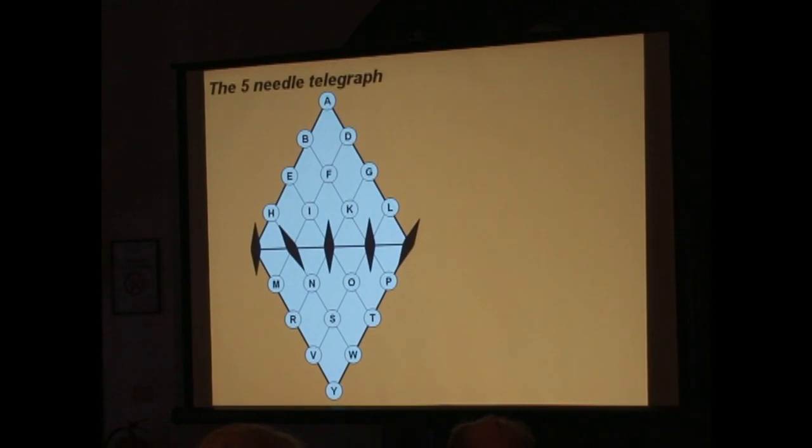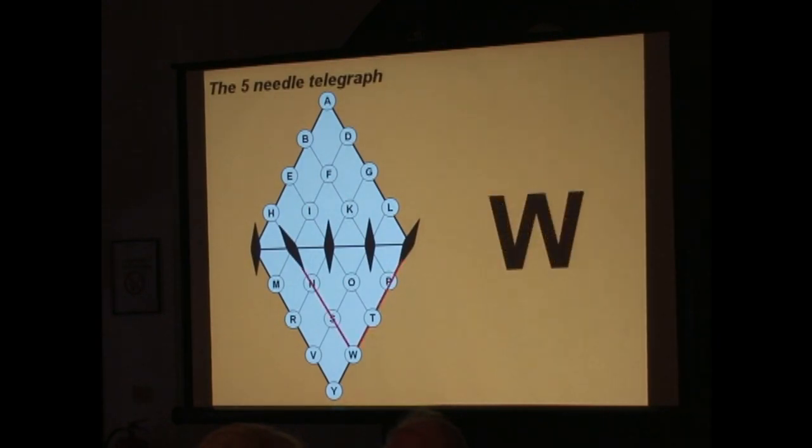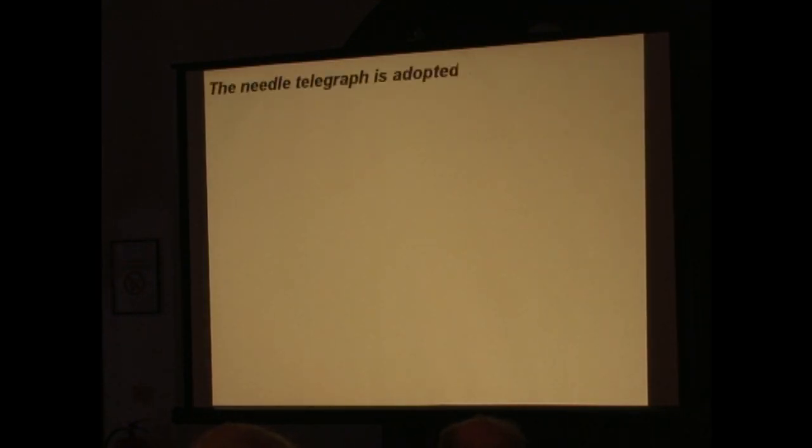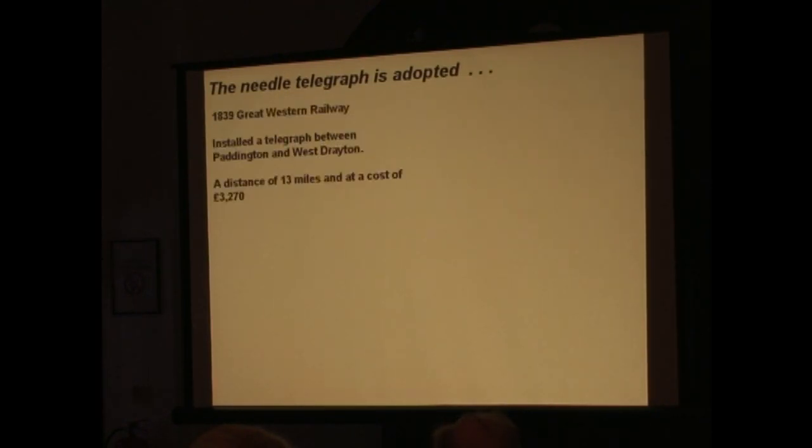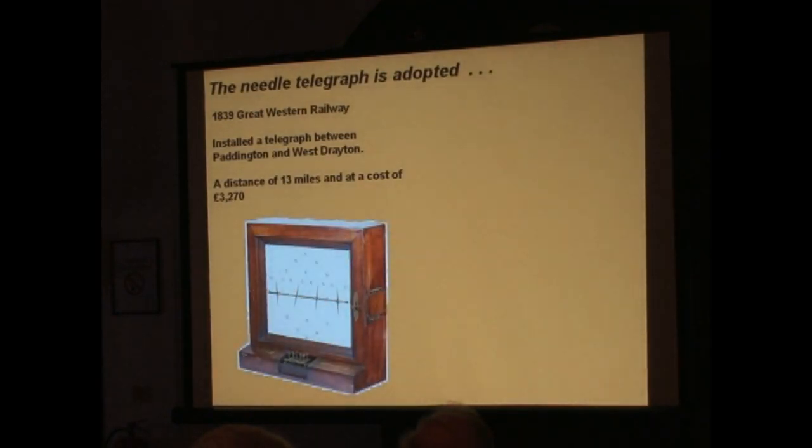But if we do the needles in another direction, of course we get W, and that's how the needle telegraph operates. And it started to be adopted. The Great Western Railway adopted it between Paddington and West Drayton, 13 miles, cost them £3,270, and this is the sort of device that they were using.